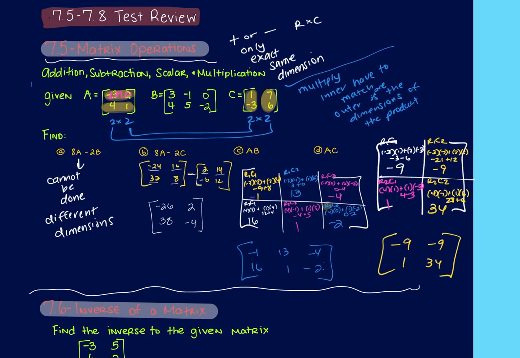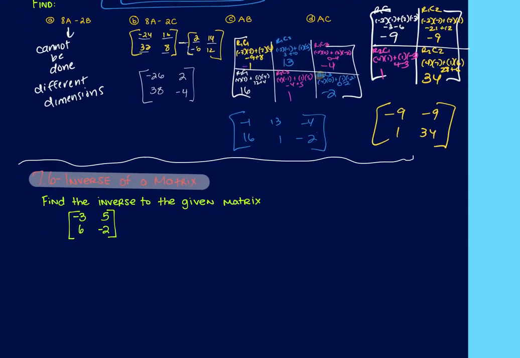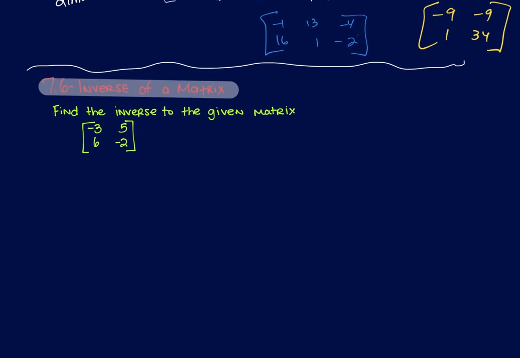So that was like 7, 5, right? Adding, subtracting, multiplying, scalar multiplication, all that stuff. Then 7, 6 was the inverse. This is the one that you had a 2 by 2 and a 3 by 3, but I told you I didn't put the 3 by 3 on the test, okay?